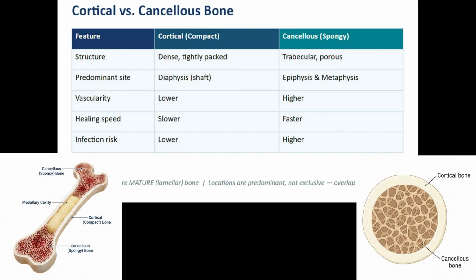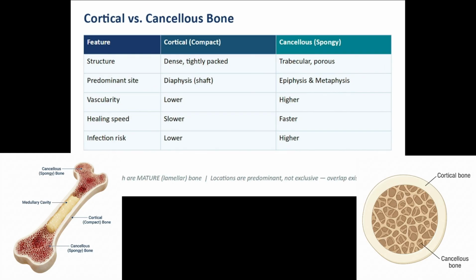The cortical bone is very dense and tightly packed bone, which is present predominantly in the diaphysis, which is the shaft of the bone, and it has lower vascularity because it is a very dense bone. Then, of course, there will be fewer blood vessels, so the vascularity will be low, and the healing will be slower because of lower vascularity. The healing speed will be slower, and there will be less risk of infection because there is not much blood supply. The bacteria try to grow where there is abundant blood supply.